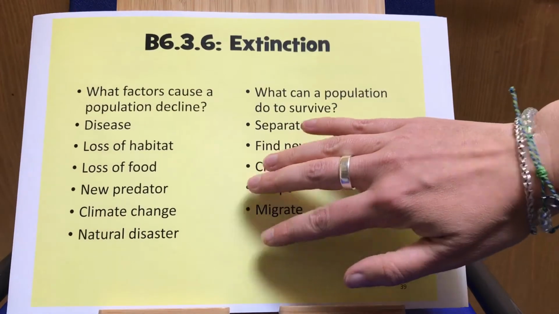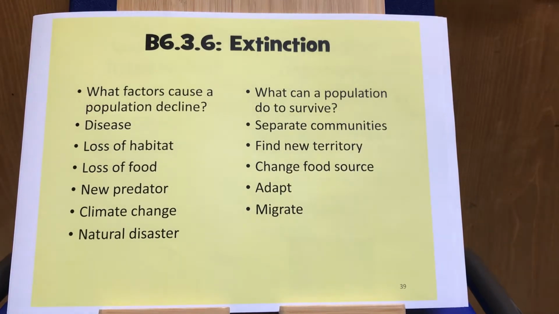Now we cover this again in B7 and we looked at it as a 6-mark question. What factors cause extinction? Now it could be one of 6 factors: disease, new pathogen to the area, loss of habitat, loss of food, a new predator, which could include hunting by humans, climate change, or natural disaster, which encompasses all of the different things like earthquake, volcanic eruption, tsunami, all of those. Okay, and then what could the population do to survive?